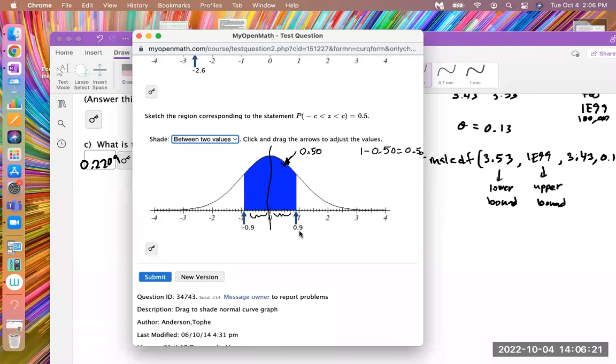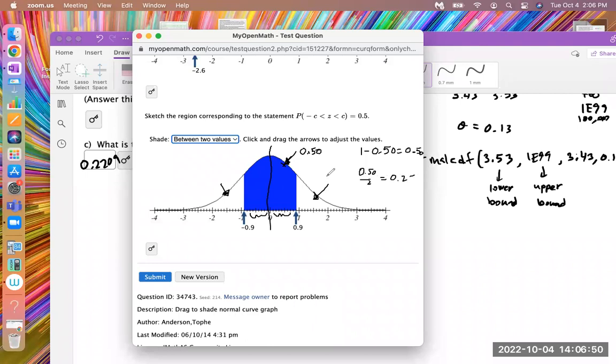Okay, now it's 0.9 and 0.9. So it's the same distance from the mean on both sides. Then these areas, the white tails, also have to be the same area. This white tail has the same area as this white tail, and those areas together equal 0.5. So that 0.5 has to be split equally between the two tails. So it's 0.5 divided by 2, which is 0.25.